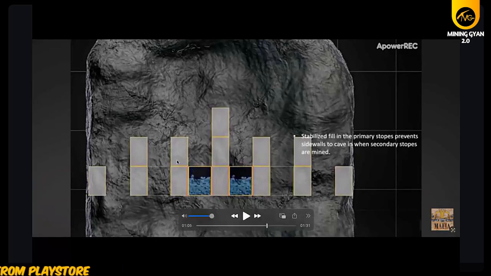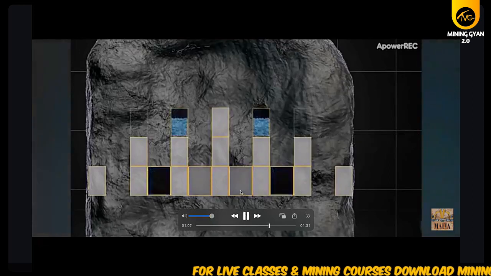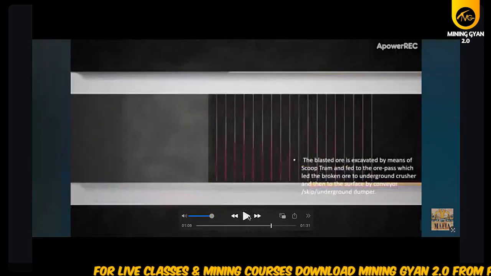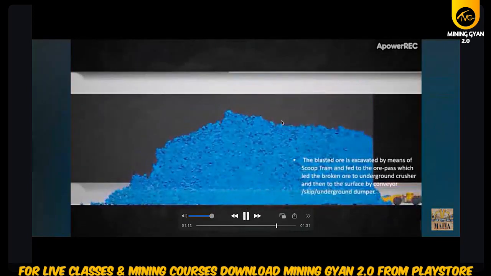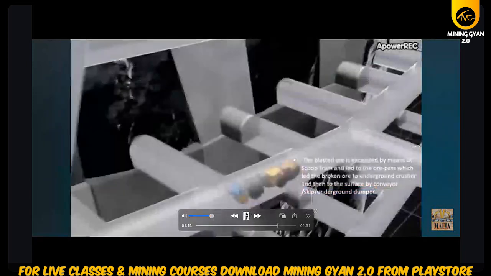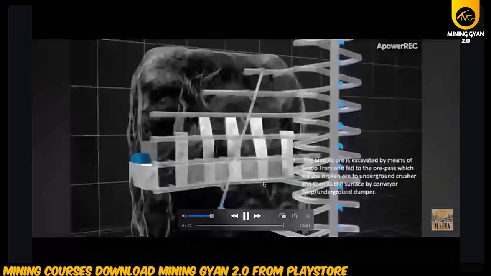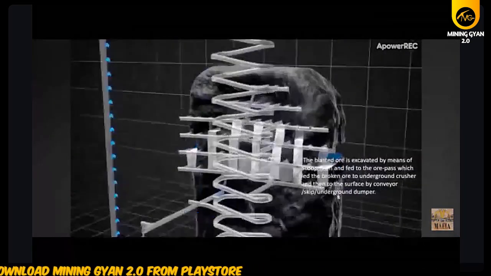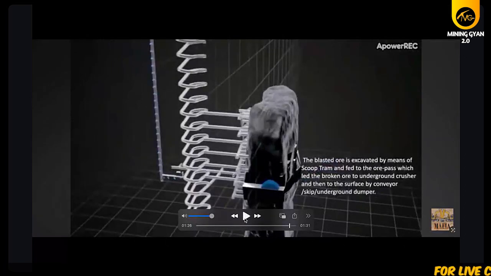So why are we doing this? Because when we try to excavate the secondary stope, it will not collapse, it will provide support, and the side wall will not cave. And the material, whatever material will be blasted, we will transport it with the help of the overpass. It will go to the underground crusher, and with the help of conveyor or skip or underground dumper, we can excavate that material.